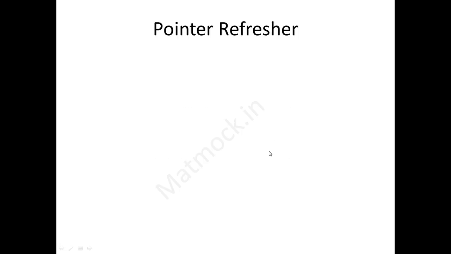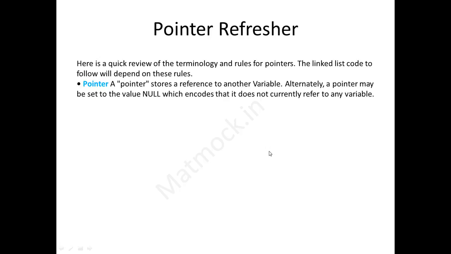Before seeing a C program, we have to recall some concepts of pointer. So what happens in a pointer? A pointer stores the reference to another variable. Reference means what? Address of another variable. Now what is an address? Every variable which occupies some memory in the RAM will have some address. That address is sometimes called a reference.